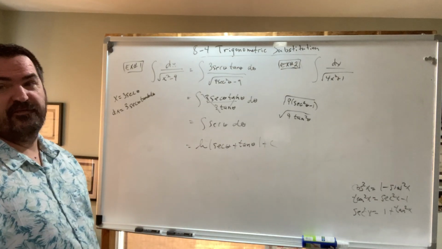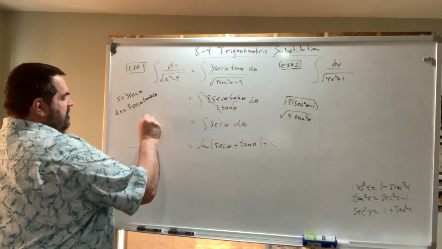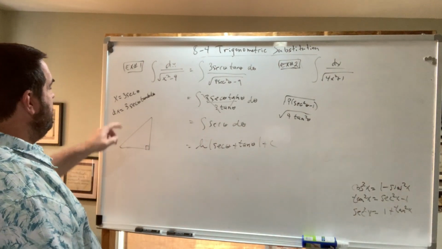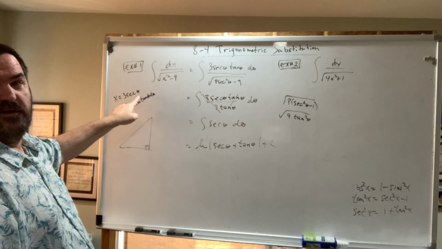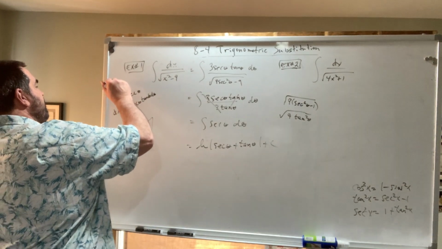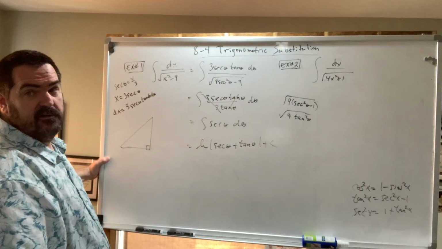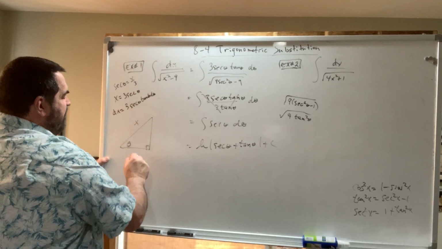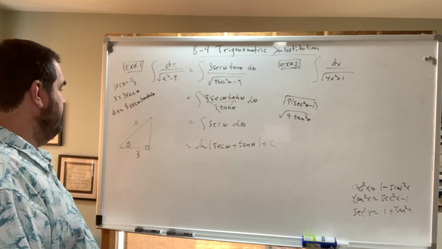Well, here's where the triangles I taught you guys how to draw come into play. So now we've got to do a little thinking. We're almost done. We know x equals 3 secant. Solve that for secant. Secant theta is x over 3. So we're going to do a theta triangle. Well, secant is x over 3. Remember, secant is hypotenuse over adjacent, opposite of cosine.